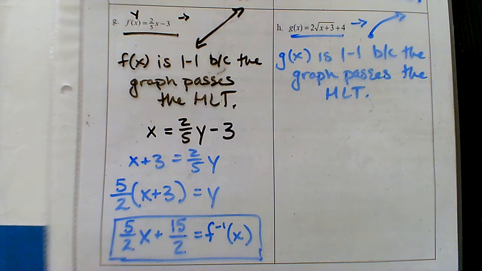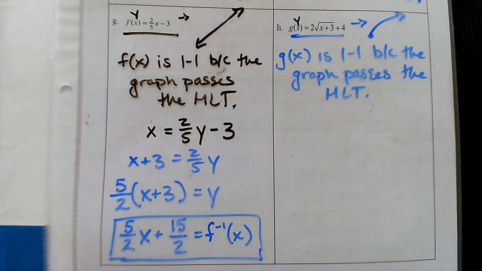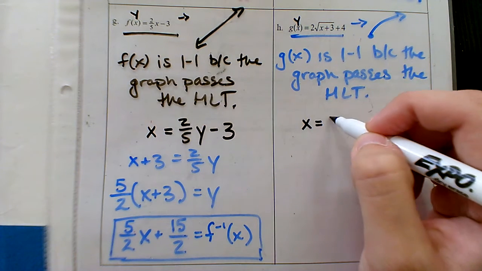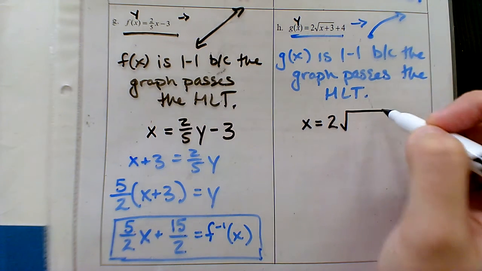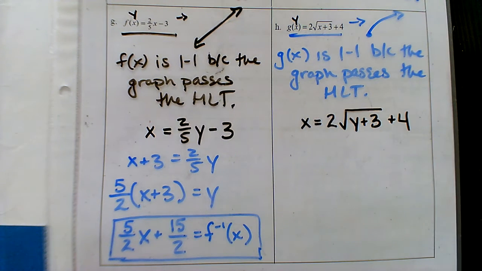So we need to switch the x's and y's. Okay, g of x is the same thing as y. So if we switch the variables, we now have x equals 2 times the square root of y plus 3, and then plus 4.